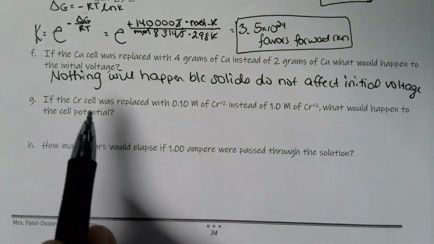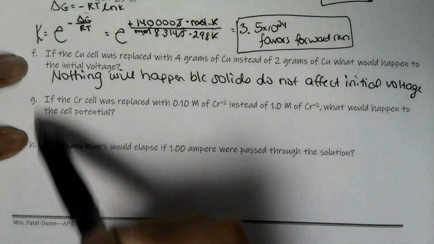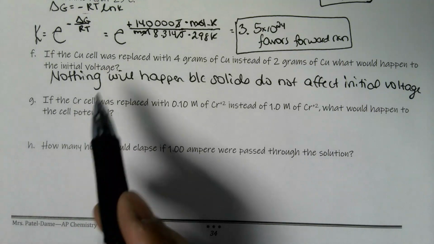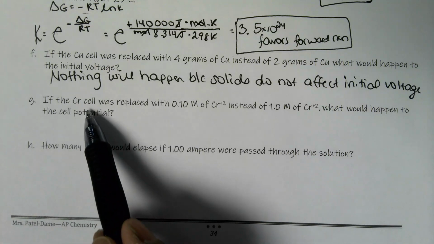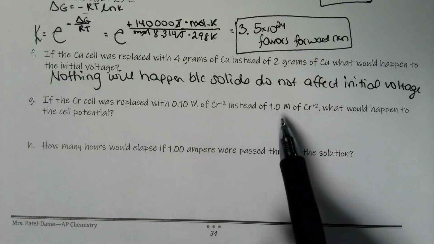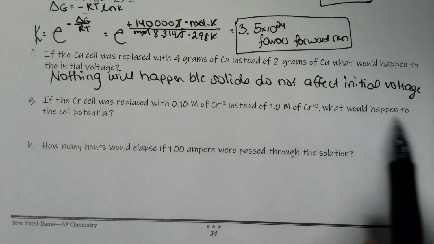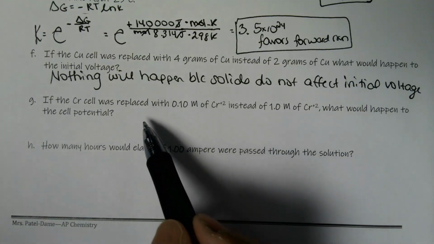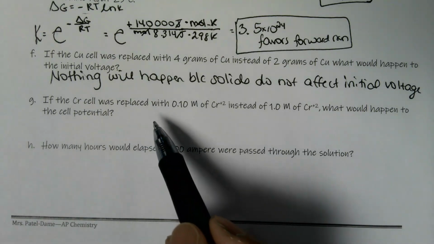Cool for G. And so this is when we're talking about non-standard conditions right over here. So we're dealing with like Q if we need to or whatever. G, if the Cr cell, the chromium cell, was replaced with 0.10 molar of chromium plus 2 instead of 1.0 molar of chromium plus 2, what would happen to the cell potential? So now we've reduced the concentration of the solution. So we got to think about what might happen. This is conceptual. It is not mathematical.